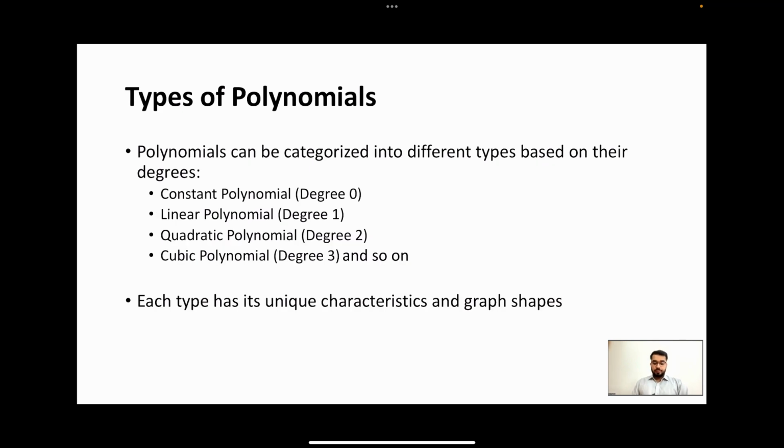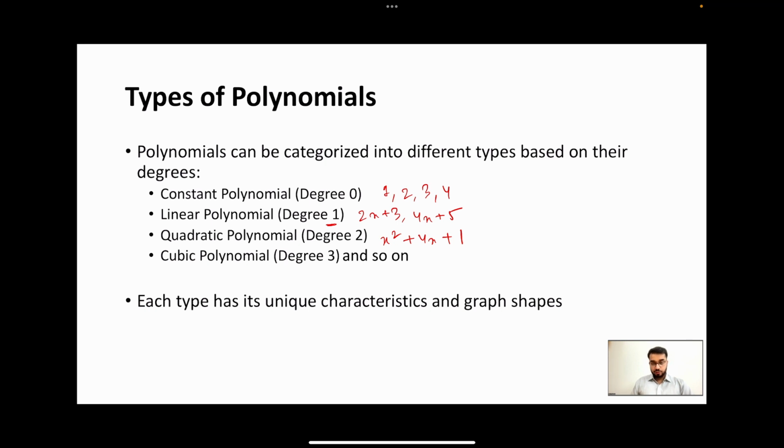Now, types of polynomials. Polynomials can be categorized into different types based on their degrees. First, we have constant polynomials, which are just your constants, for example, 1, 2, 3, 4. Next come linear polynomials, which have a degree of 1, for example, 2x + 3, 4x + 5. Next is the quadratic polynomial with a degree of 2, for example, x² + 4x + 1.